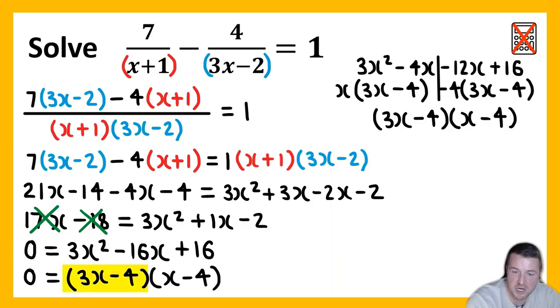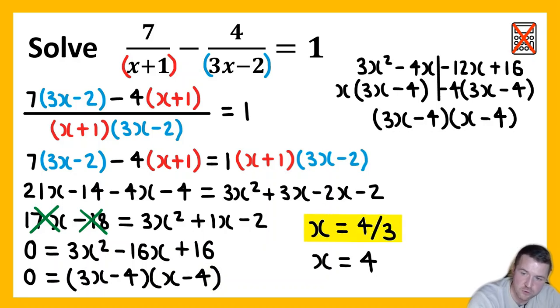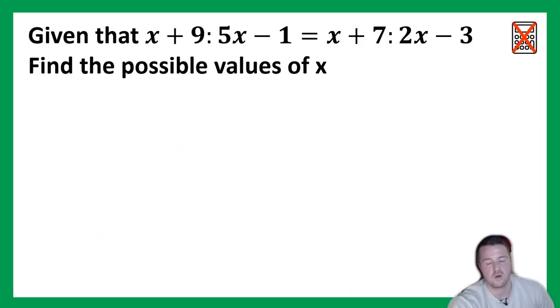If 3x minus 4 is equal to 0, then x would be equal to +4 over 3. And if x minus 4 was equal to 0, then x would be equal to +4, meaning my solutions for x, which hold the equation true, would be when x is equal to 4 over 3 and x is equal to 4. On to the advanced question, one of the trickier questions that you're likely to be examined on.